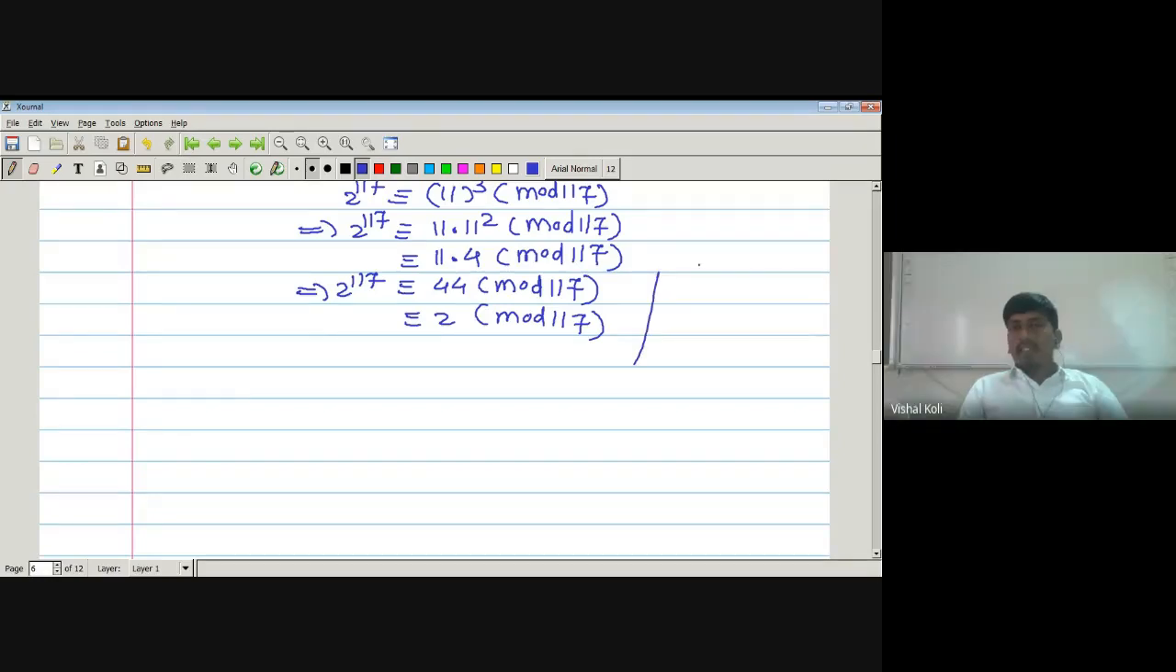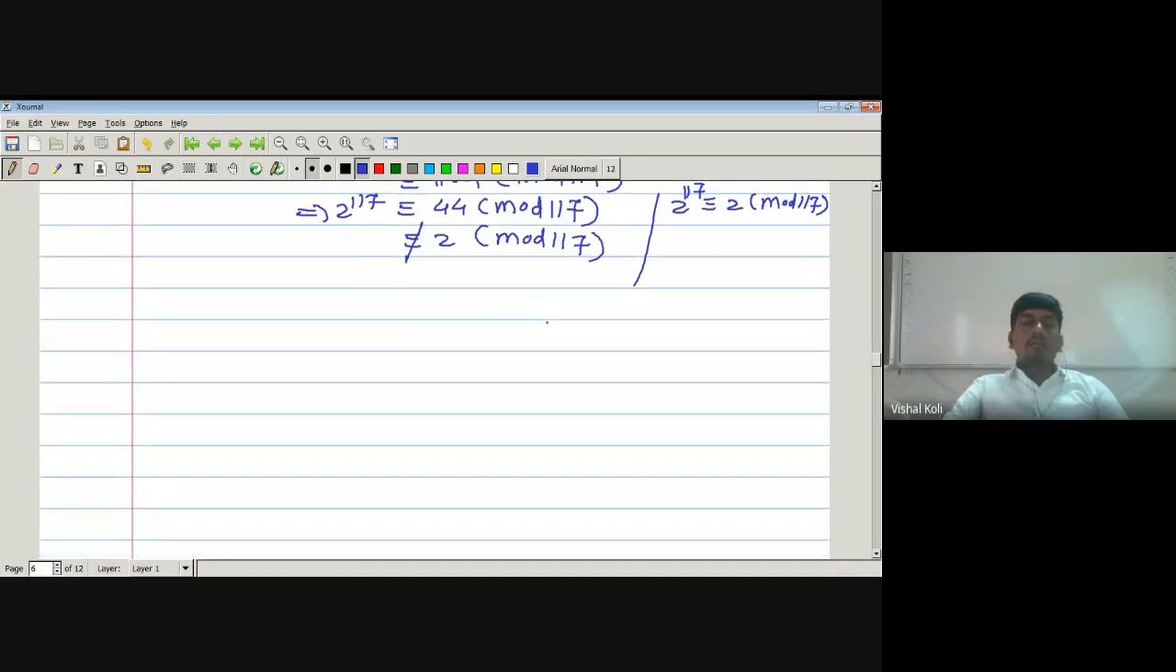We have to prove this: we have to check whether 2 to the power 117 is congruent to 2 modulo 117. Then only we say that n is a prime number. As here 2 to the power 117 is congruent to 44 modulo 117, is 44 congruent to 2 modulo 117? No, sir. Therefore 2 to the power 117 is not congruent to 2 modulo 117.